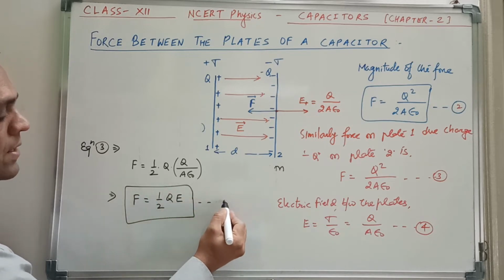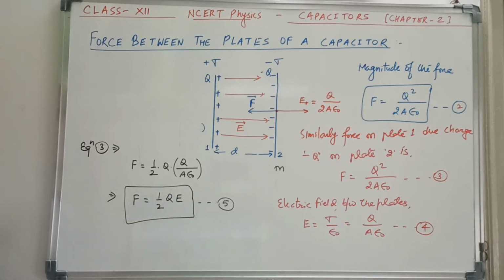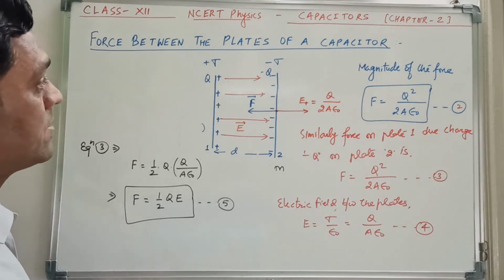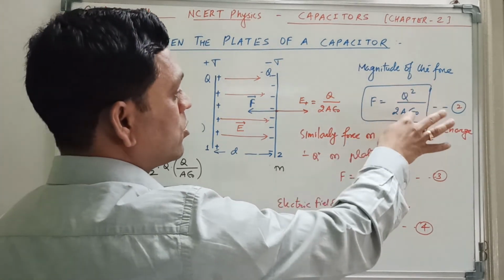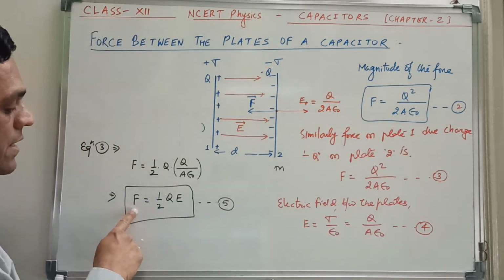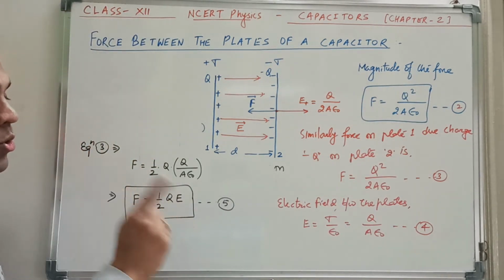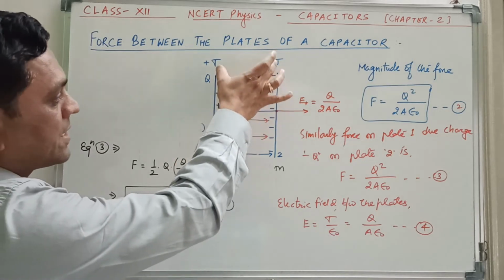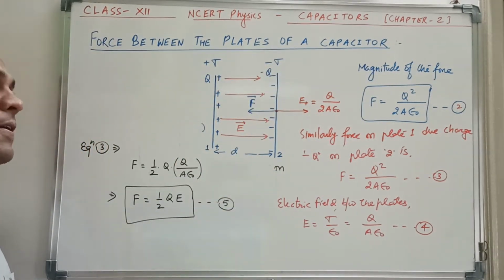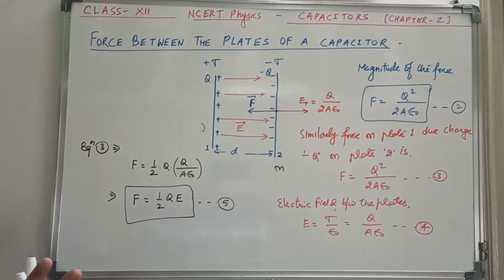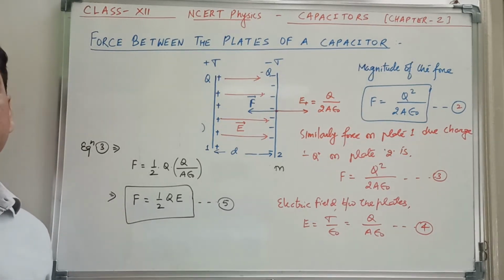So you do remember this thing. We have two expressions for the electric force exerted by the plates on each other. One is Q square upon 2A epsilon 0, another is half QE, where you do remember this E is the electric field that exists between the plates of the capacitor. Okay? So this is the concept of force between the plates of a capacitor.